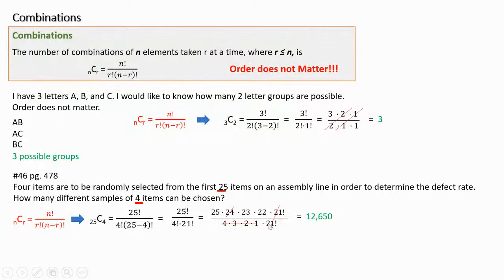Previous. Here, guys, right? So 4 times 3 times 2 is 24. That's why I cancel that with all these right here. So I'm left with 25 times 23 times 22, which is 12,650.